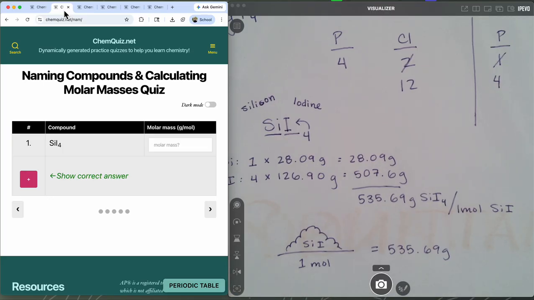All right, let's type it in. Let's see how good we are. We'll be really upset if we get this wrong. No, we'll just try again. 535.69. That was the same thing you got? Yes, sir. Okay. Let's try it.